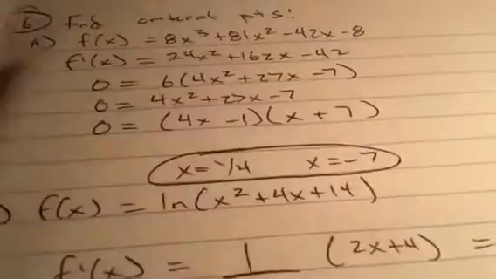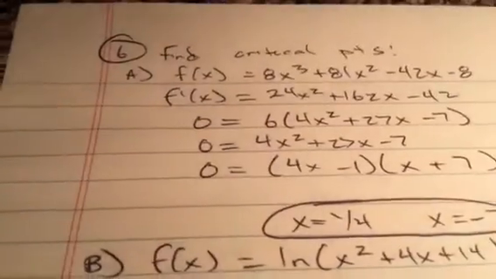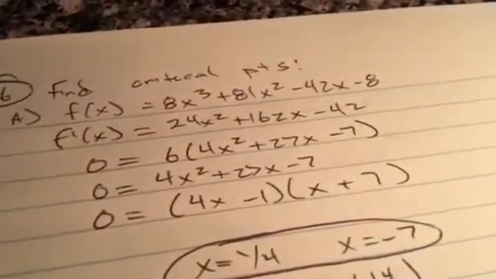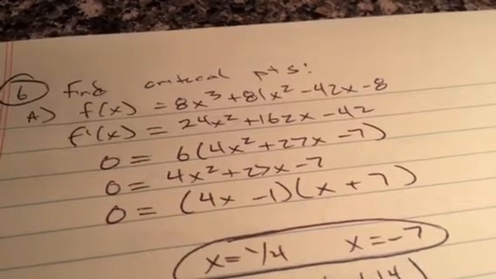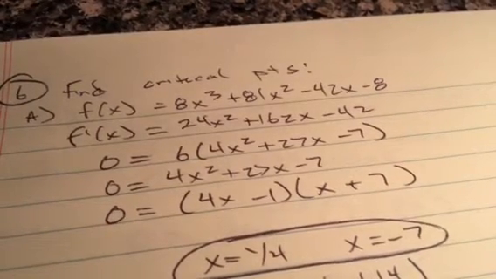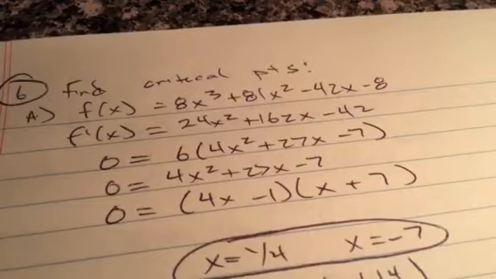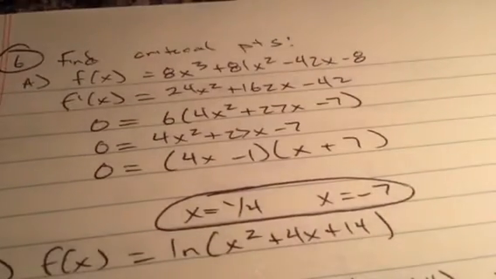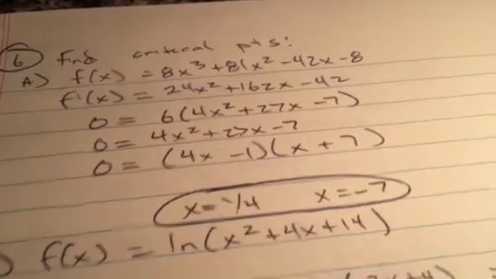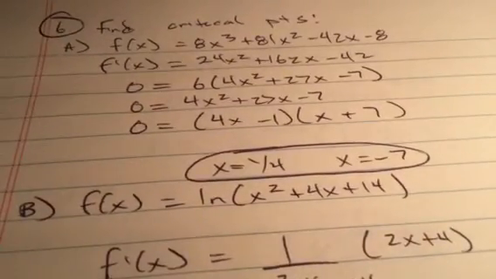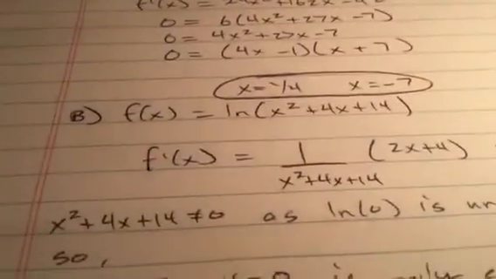All right, we get to skip 4 and 5. Number 6, 6a, find the critical points of f of x. Take the derivative, set it equal to 0. All right, factor out a 6. When you factor out a 6, it does factor nicely, and then again, you can divide everything by 6. 0 divided by 6 is just 0. All right, it does factor nicely to give you critical values of 1/4 and -7.